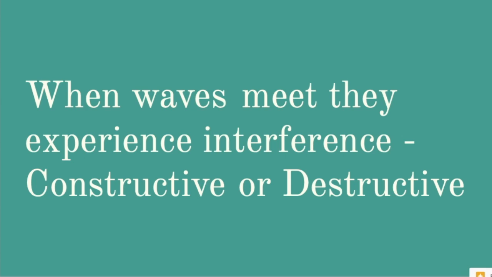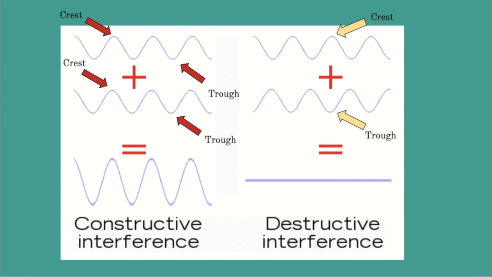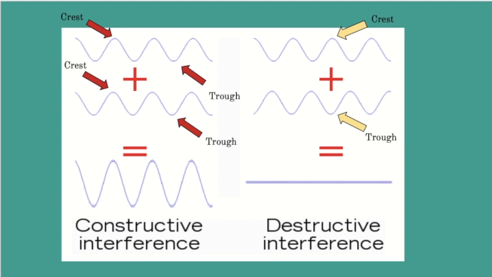Before we take a look at light, we must first understand how waves work. In AP Physics 1, we learned that when two waves meet, they experience interference, either constructive or destructive. Constructive interference occurs when the crest of one wave meets the crest of another wave, and the trough of the first wave meets the trough of the second wave. While destructive interference works when the crest of one wave meets the trough of the other wave, canceling them out.